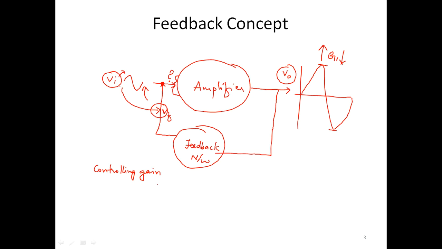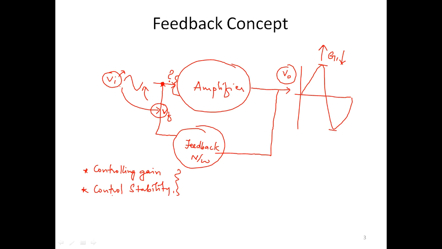Okay, the gain can be controlled. Now controlling could be either way. The gain can be increased and the gain can also be reduced. And the second most important feature of feedback is you can control the gain and you can also control the stability of the overall amplifier circuit. Now these two parameters matter a lot, especially in the design of amplifiers.